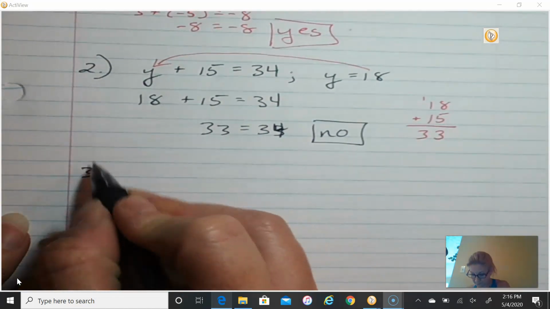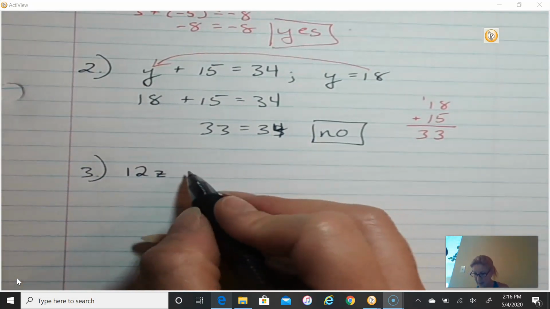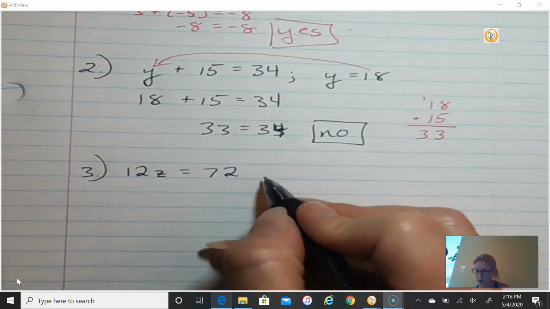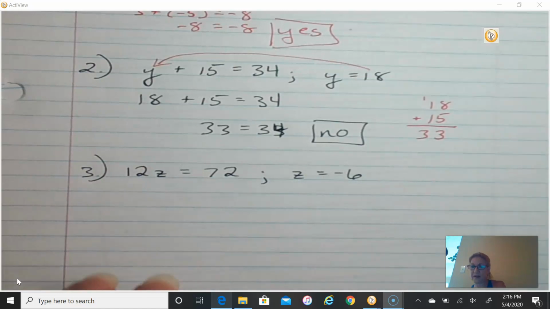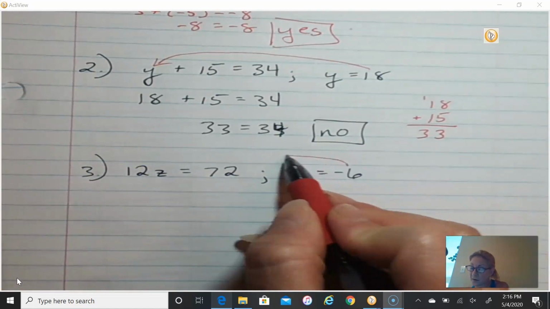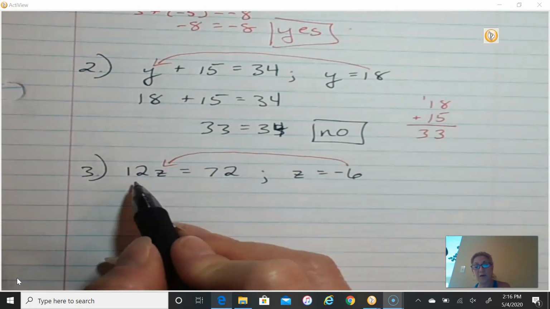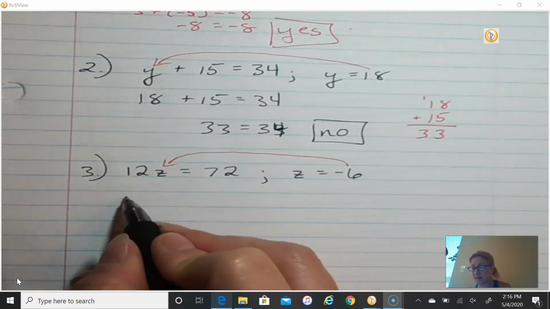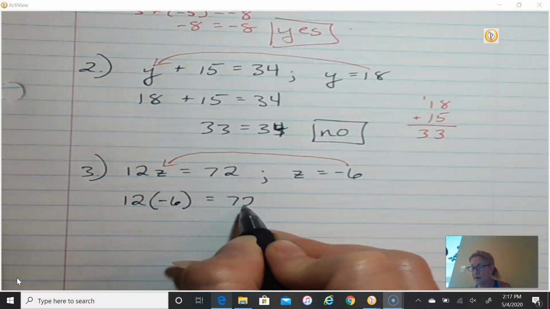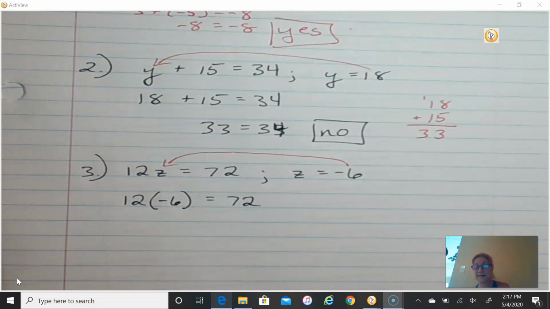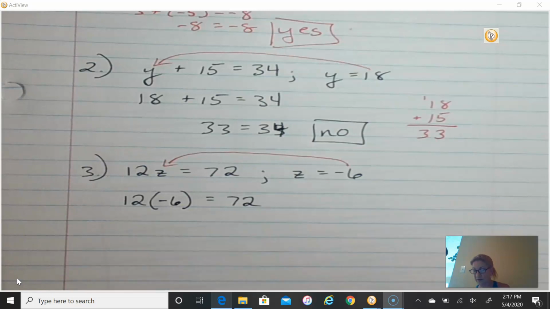Let's do another one. 12z equals 72. All right, and they're saying that z is going to equal -6. So I'm going to substitute that -6 into that z. And remember, when they're right next to each other, they're multiplying. So that is 12 times -6 equals 72. Let's see if 12 times -6 equals 72.